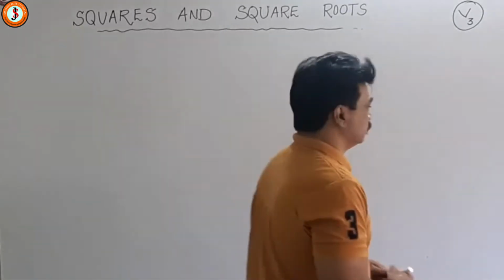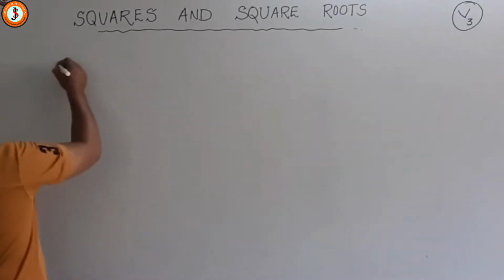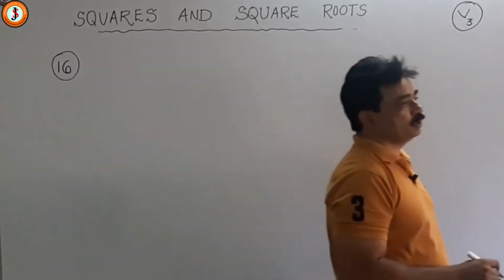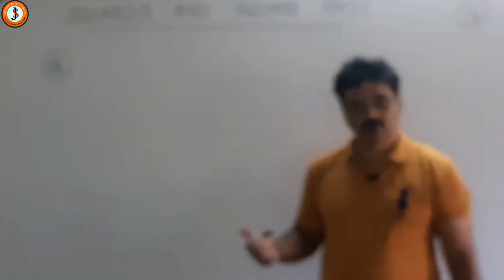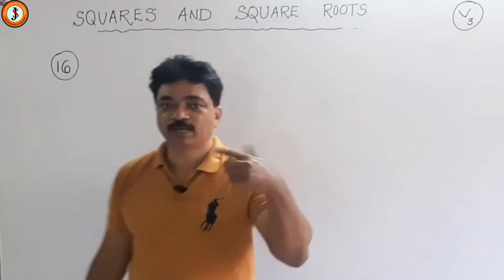So let us take a very small number first and try to find the square root by repeated subtraction. Suppose I have to find the square root of 16. By repeated subtraction you can find it out. You just have to keep on subtracting odd numbers starting from 1 and see how many times you have subtracted.